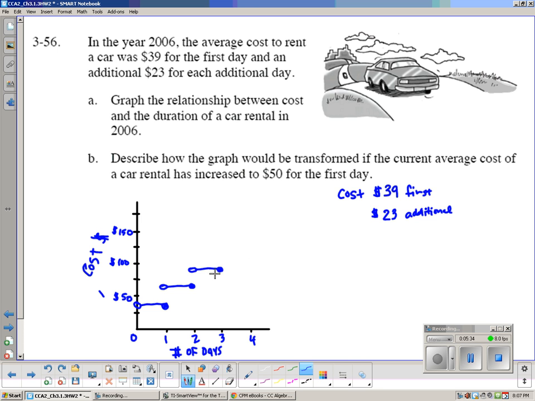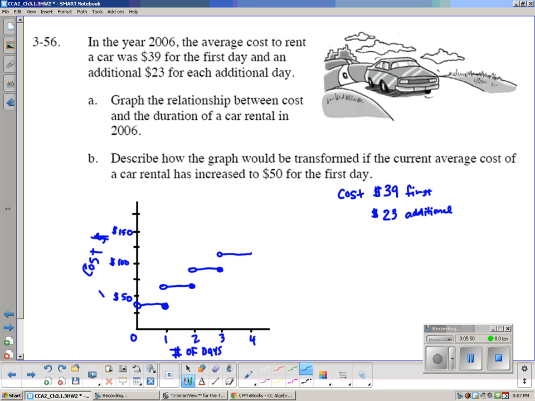So take it there. We were at $85, I believe it was. We're going to add our $23 to it. So we're going to end up at a little over $100 there, about $108. So we're going to have an open circle. We're going to go across here.